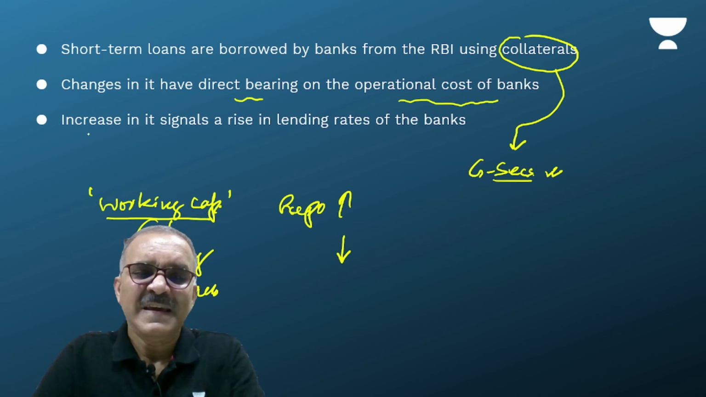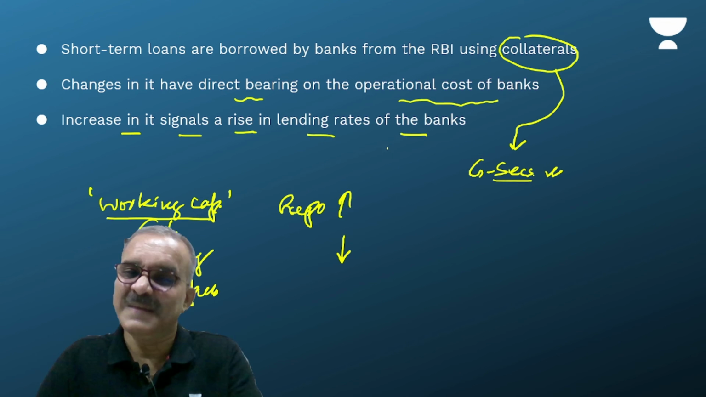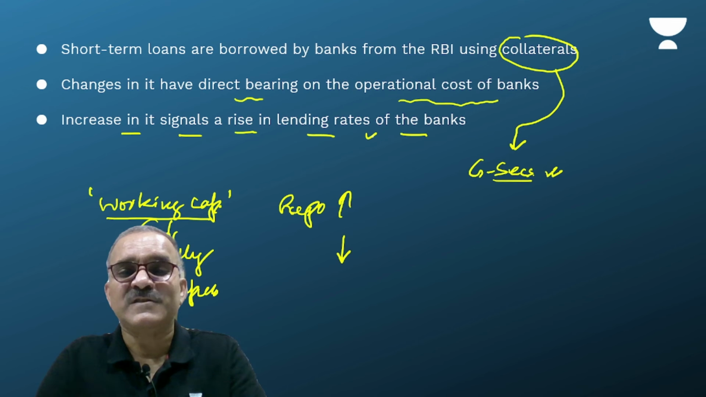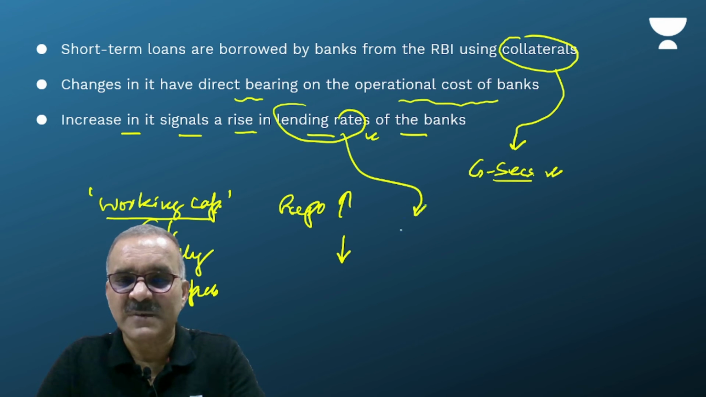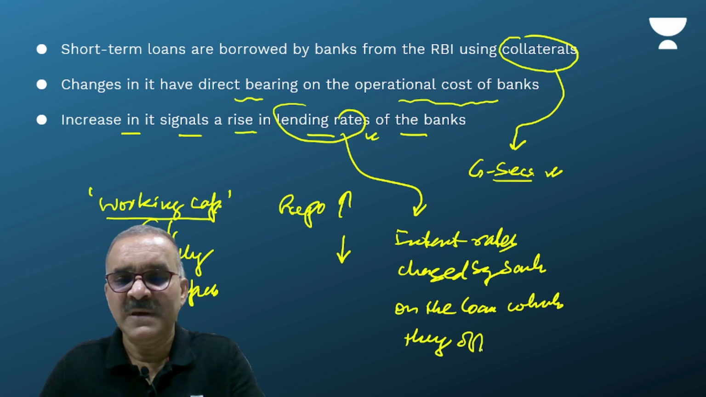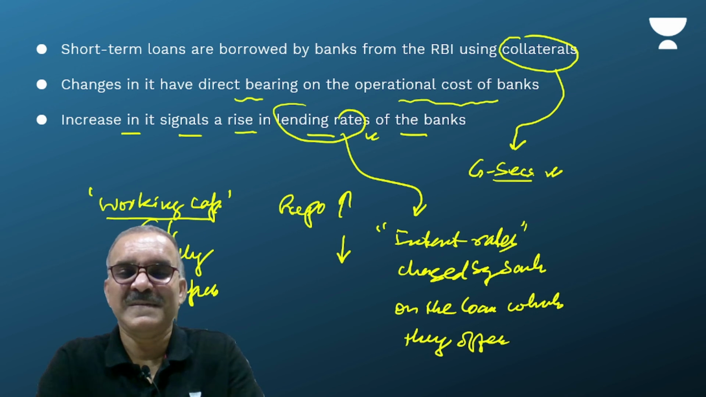That is what is written here, that an increase in it signals a rise in lending rates of the banks. Similarly, a decrease in it signals a decrease in lending rates of the banks. Lending rates actually means interest rates charged by banks on the loans which they offer. It means RBI influences interest rates of loans in India by changing repo rate. This is all about repo rate.